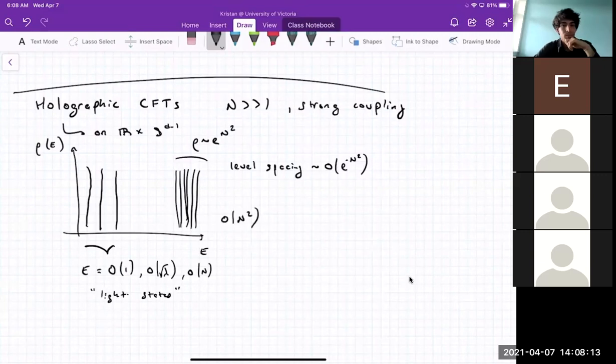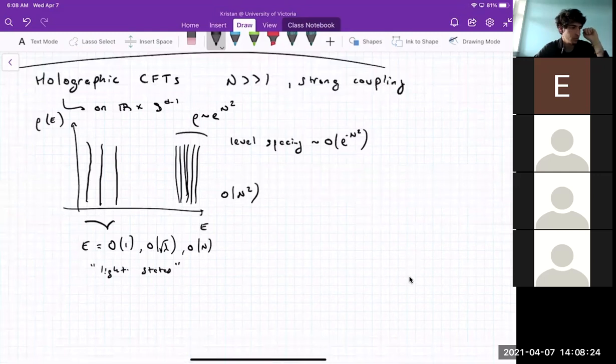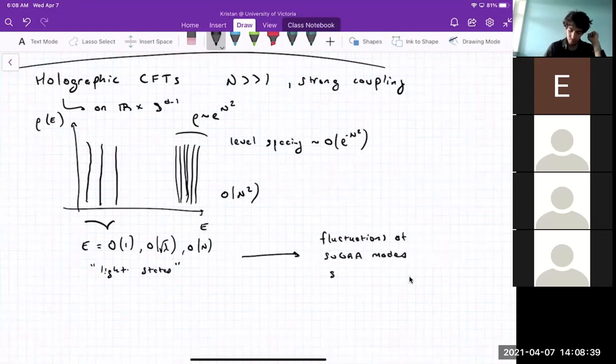And what are these states in the holographic dual? What do these states correspond to in AdS spacetime? Well, the light states correspond to things like fluctuations of supergravity modes, or strings in AdS, or branes. And what do the generic states correspond to? These things where there's a huge number of them? Well, they correspond to black hole microstates.